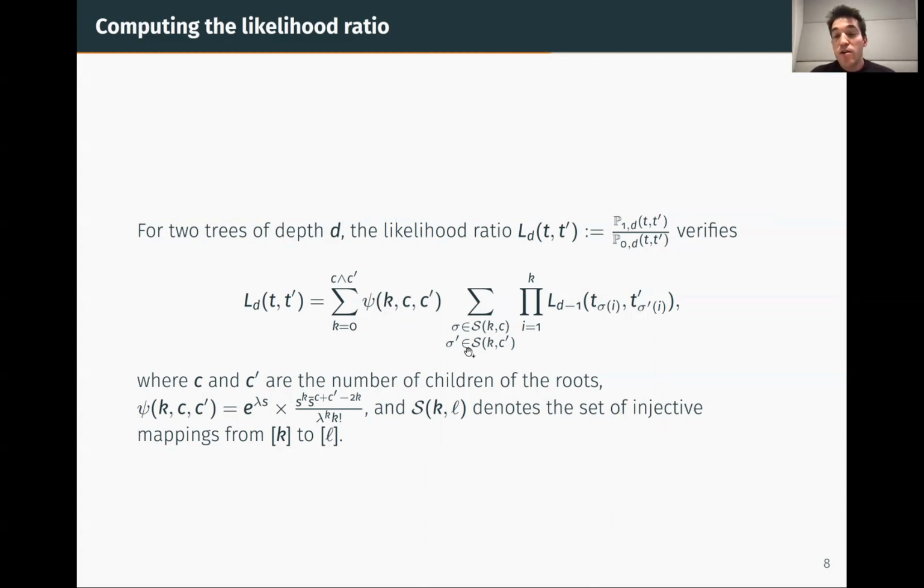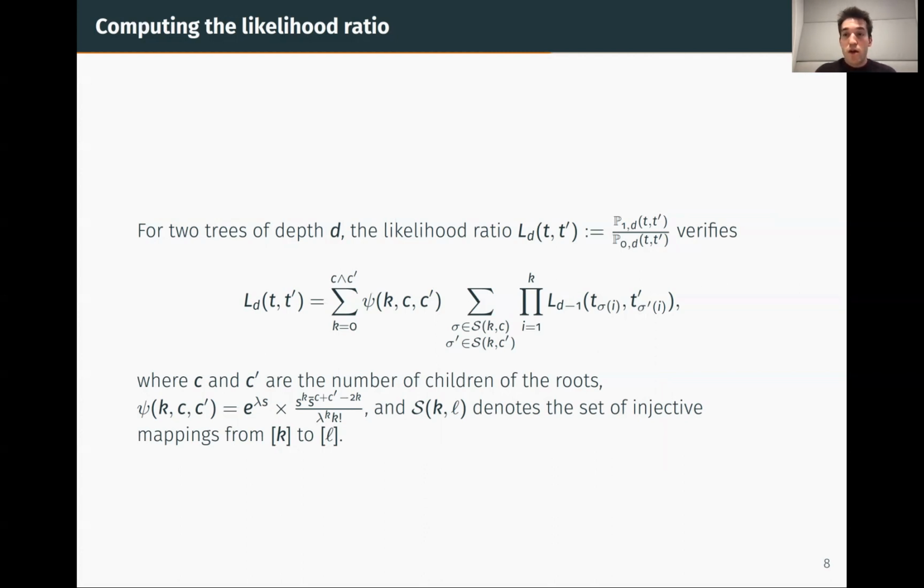And then we are not sure about the relabelings, right? So we want to sum over all possible relabelings of the K common children in the first and in the second tree. Given these relabelings, we are computing a product of likelihood ratios for all pairs at depth D-1 this time. So you see, this recursive computation is quite natural, and it actually brings a nice polynomial time message passing algorithm in the graph.